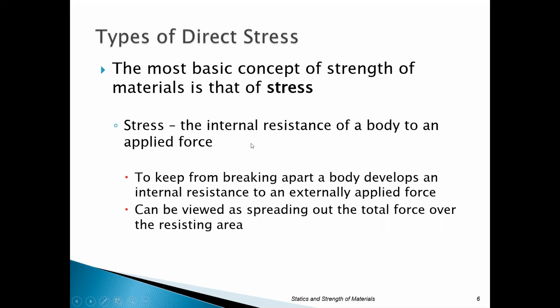Here's the one thing that you need to think about very definitely right now. Stress is an internal resistance of a body to an applied force, but it is in and of itself not a force. A lot of people think of it as a force, but it's actually not. It's just the way the body feels or reacts to that applied force. What it does is develop stress to keep your body from breaking apart under an applied force, and it can also be viewed as spreading out the total force over the resisting area.